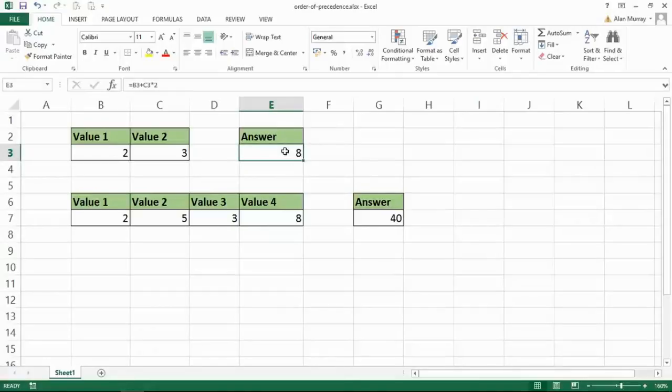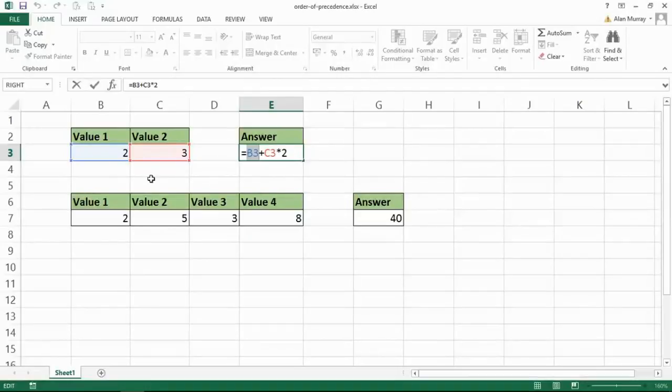It's important that we understand why. The reason is that I have written a formula that uses two operators, so there are two types of calculation in one. In the order of precedence, sometimes known as the rule of BODMAS, multiply has a greater priority than plus. This formula is going to do C3 multiplied by 2, so 3 multiplied by 2, which is 6, then add B3 on top, which gives us the 8. And that's why it's getting that answer.